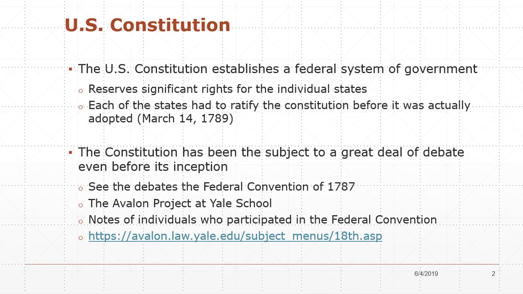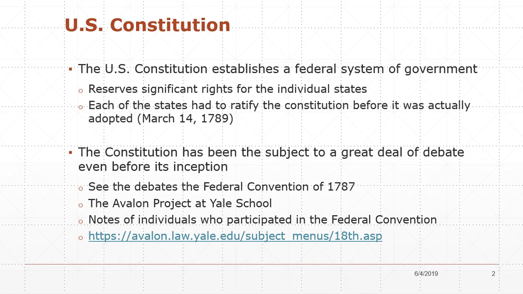The United States Constitution established a federal system of government. What that means is that it reserves significant rights for the individual states, but each state had to ratify the Constitution before it was actually adopted. So basically, those things which are explicitly in the Constitution belong to the federal government system, and those that are not specifically delineated in the Constitution revert back to the states.